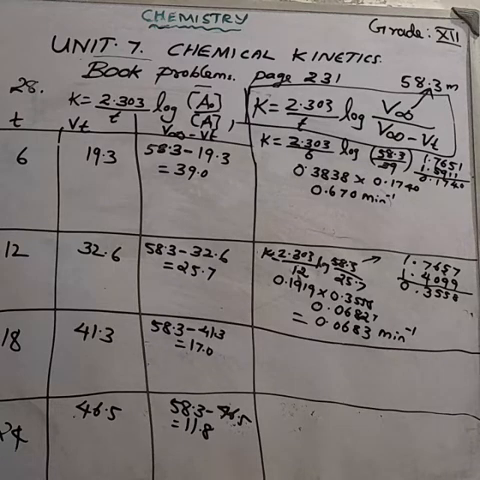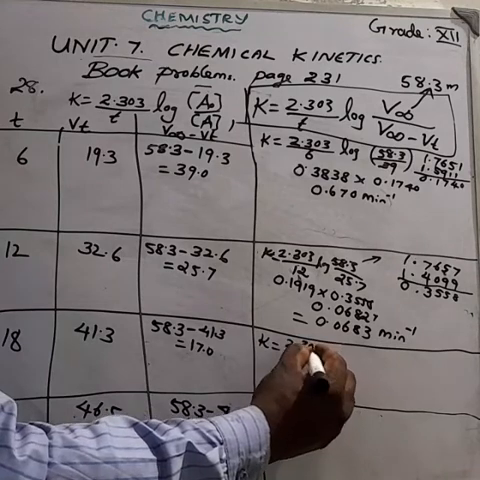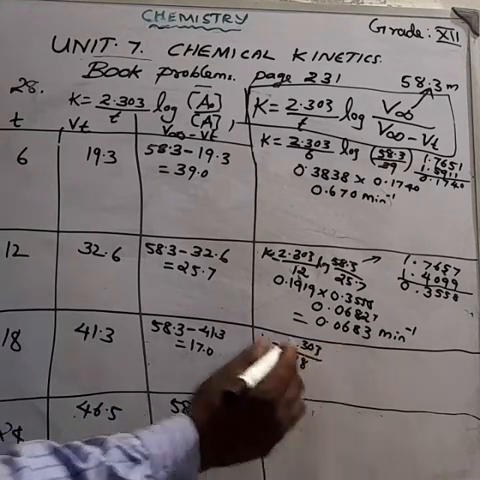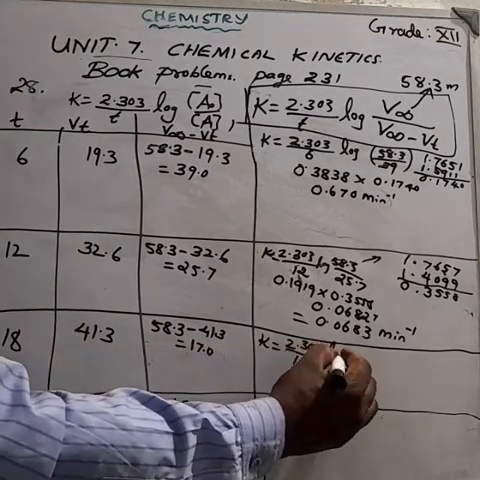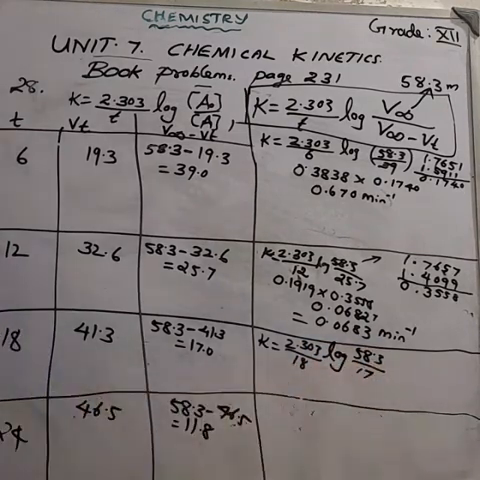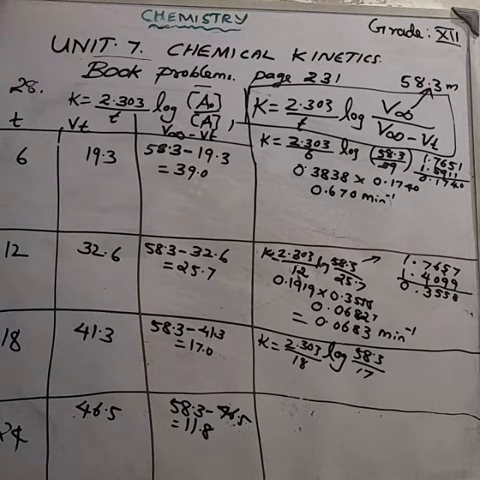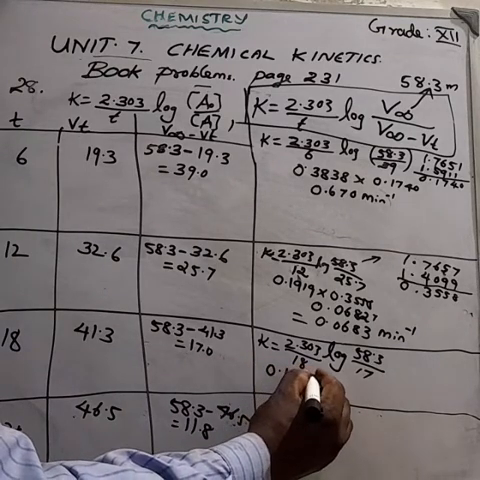Now I am going to find the K value. K is equal to 2.303 divided by T, where T is equal to 18 minutes. So K is equal to 2.303 divided by 18 log 58.3 divided by 17. When I multiply 2.303 divided by 18, I get the value 0.1279.